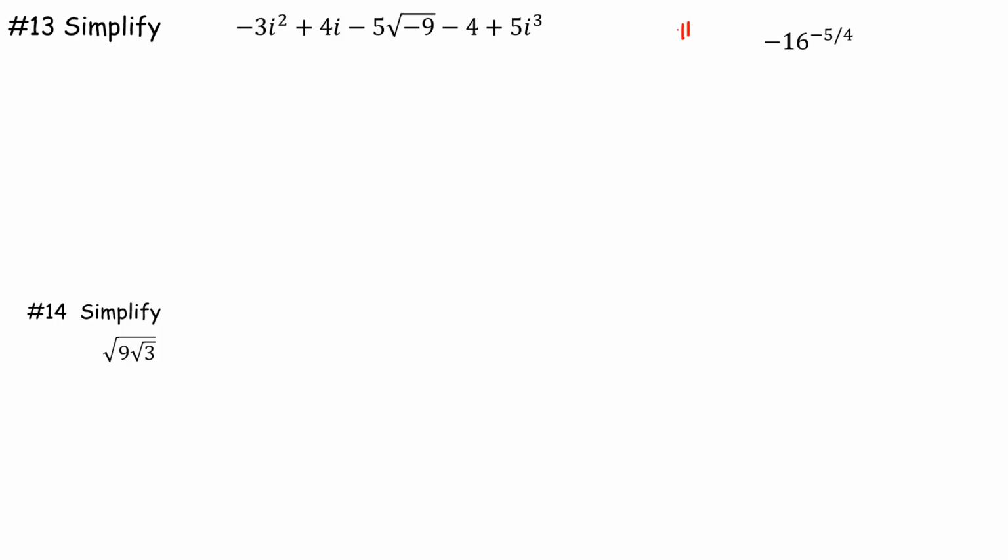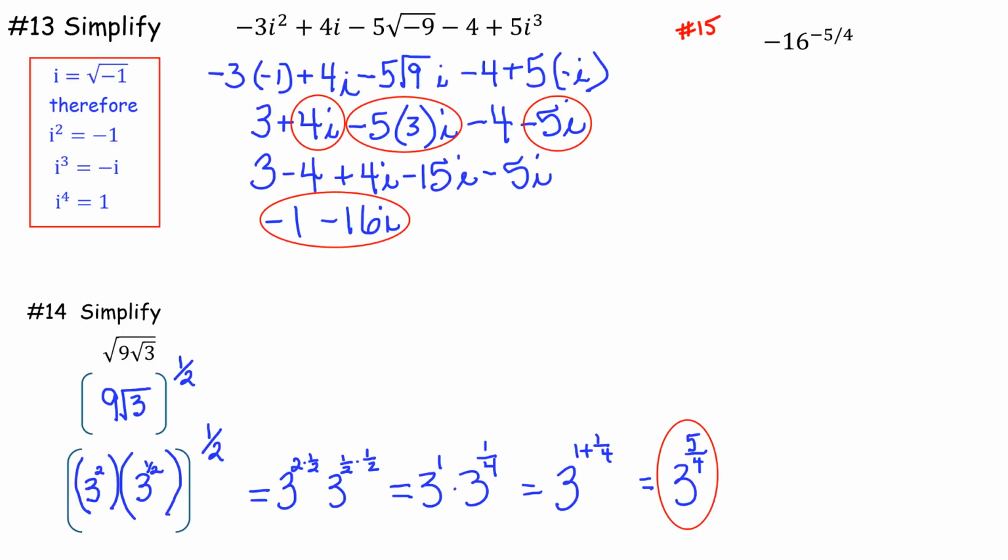Okay, this is number 15 on your test. And in this problem, remember that the negative sign that is in front of the 16 is not being affected by the exponent because there are no parentheses here to indicate that that is part of the exponent at all. So the whole time we're doing this problem, we're just going to leave that negative sign on the left side, and we're not going to use it for anything.